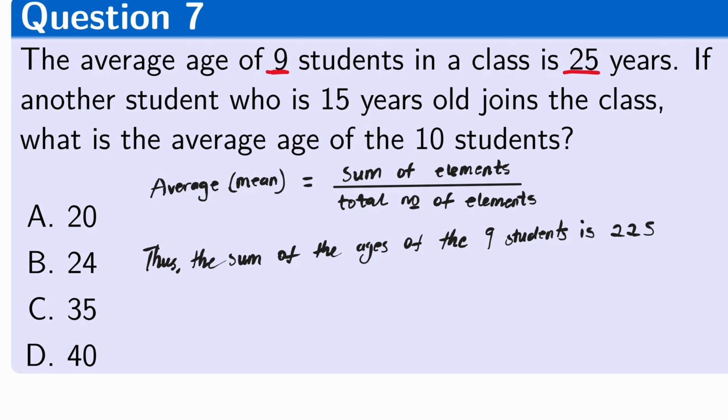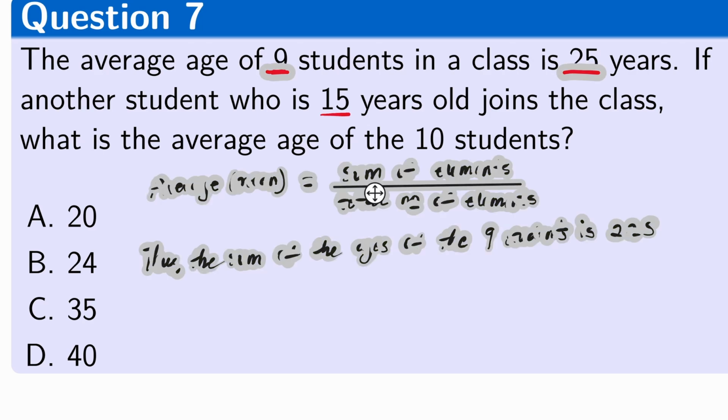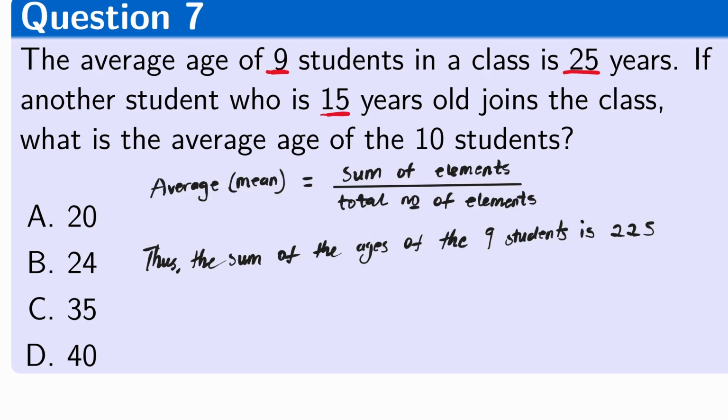Now from the second part of the question, a student of age 15 has joined the class. So here the total number of students is now 10, and we have the sum of the ages of the 9 students to be equal to 225.